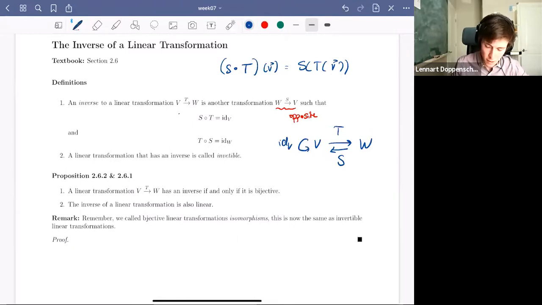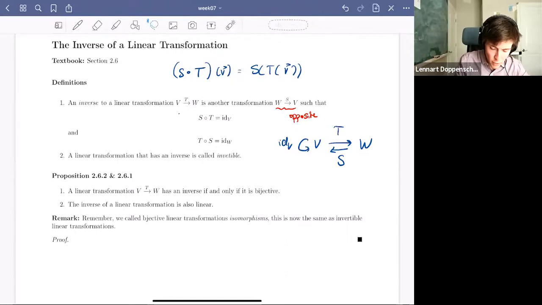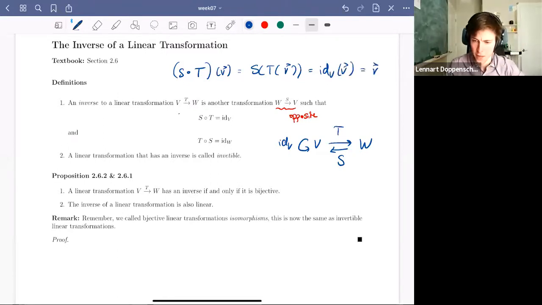So this means in the above equation, if I say S composed T is equal to identity on V, then this is just not doing anything to v. So it means that if you apply S after T, it undoes what T did. This is the first equation.